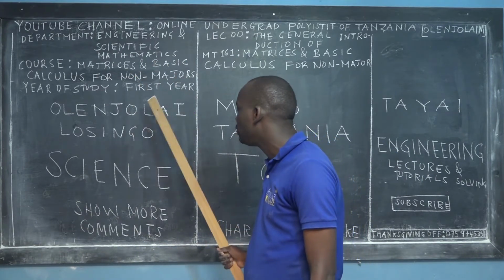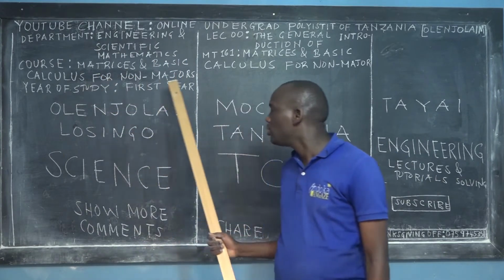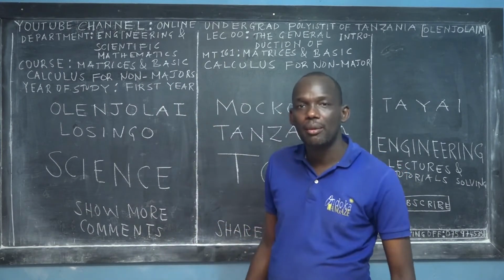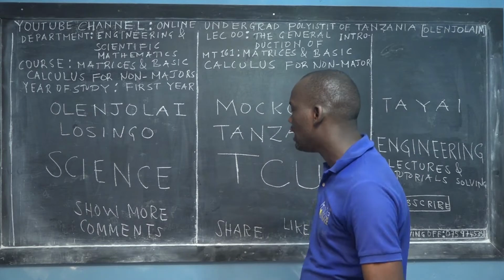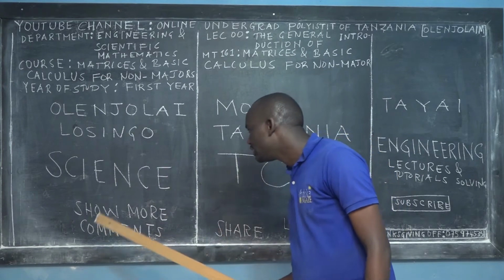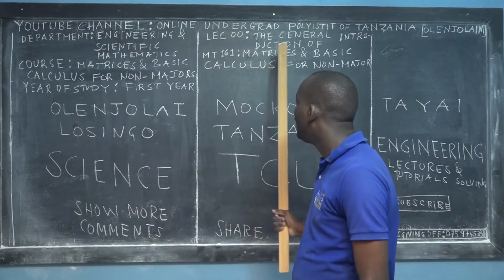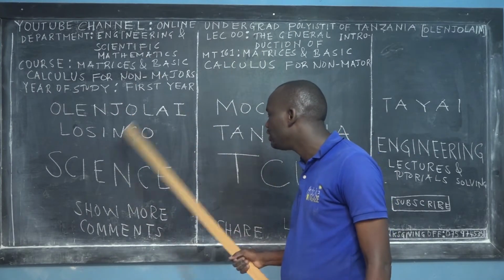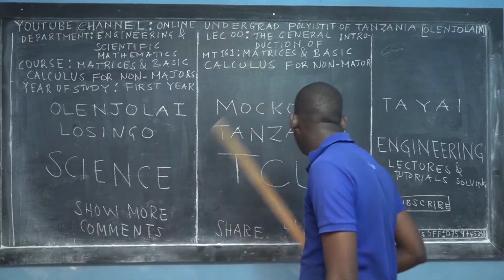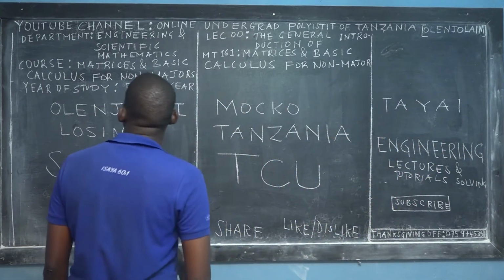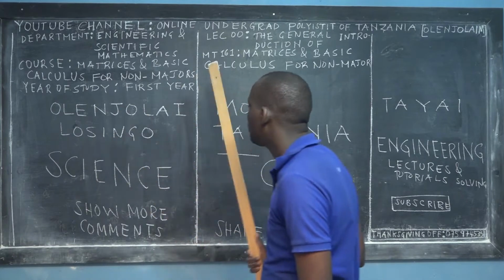Why is it called non-majors? Because in many universities there are also some students who pursue pure mathematics at university level. The focus of this course, and of the entire online undergraduate polytechnic, is on science and also on engineering.